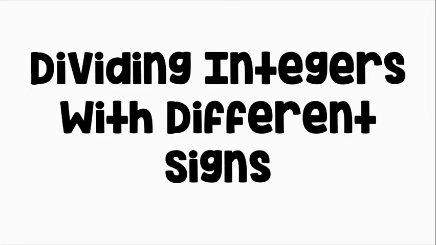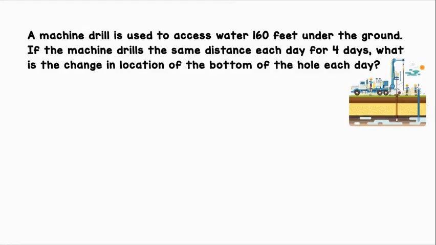Dividing integers with different signs. A machine drill is used to access water 160 feet underground. If the machine drills the same distance each day for 4 days, what is the change in location of the bottom of the hole each day?